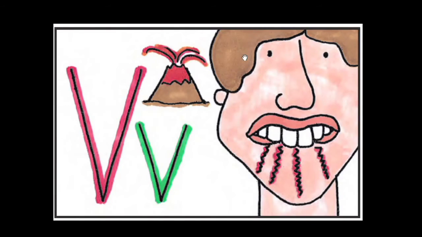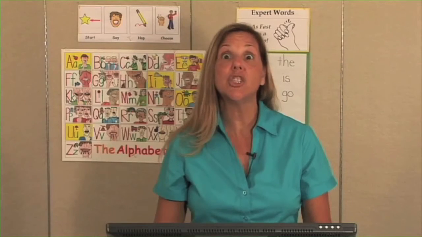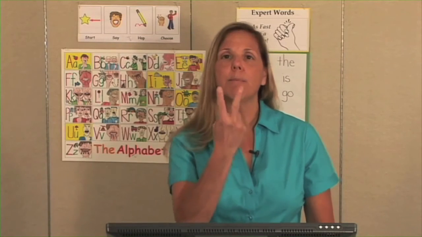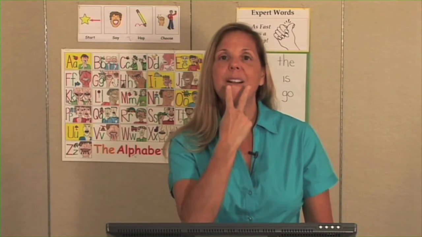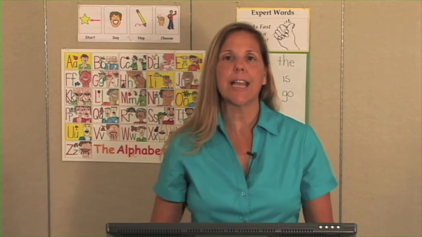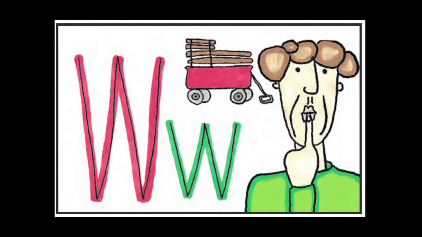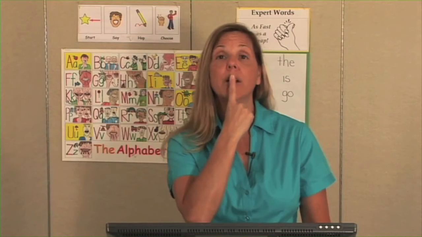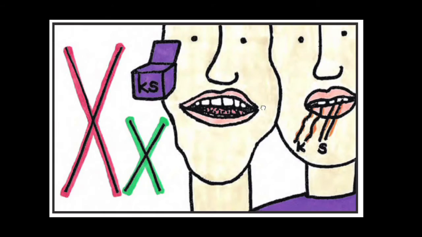V is the same picture that you see in F, but it's the bite your lip and shake sound. We're going to make a V with our hand and we can go just like that. W is where you're doing your kiss your finger sound. You're going to kiss your finger. W. X, we're going to actually make an X in the air.